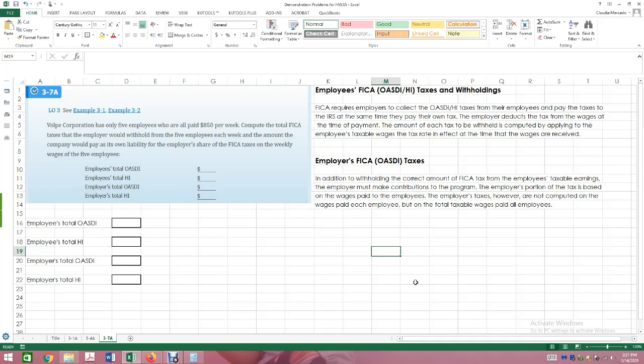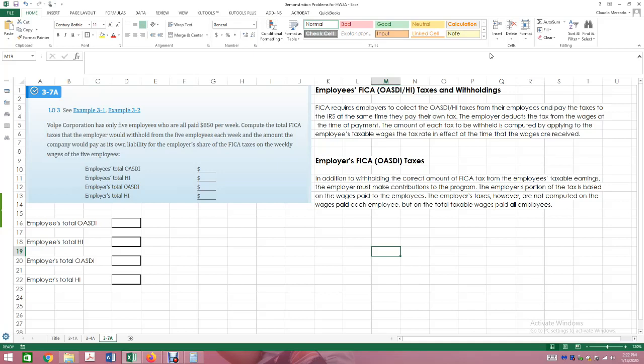So, whenever you hear FICA taxes, remember FICA is made up of 2 taxes, the OASDI and the HI. And combined, that makes up your FICA taxes. Okay. Now, before I go into solving the problem, I want to go over some information that's provided to you in your book. There's a slight difference between how we calculate the employee deductions and the employer's contribution of your OASDI and HI taxes.